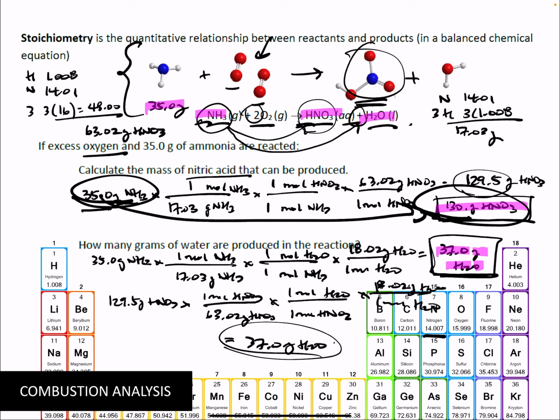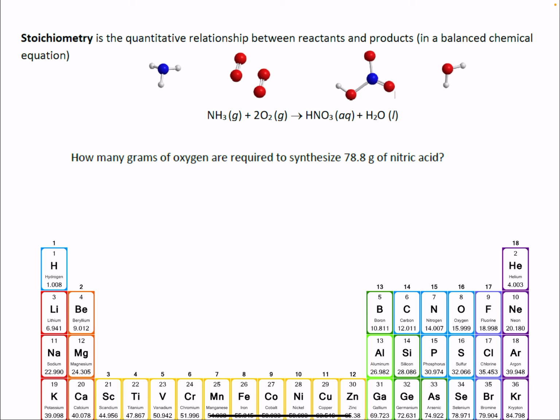All right, carry on. How many grams of oxygen are required to synthesize 78.8 grams of nitric acid? So now it's saying, if I have this, how much of this do I need? It's the same problem, right? So I'm starting now with 78.8 grams of nitric acid, and I got to go from grams of nitric acid to moles of nitric acid because I want to use the balanced chemical equation. What did we just say that was? 63.02. Right, we already added that up.